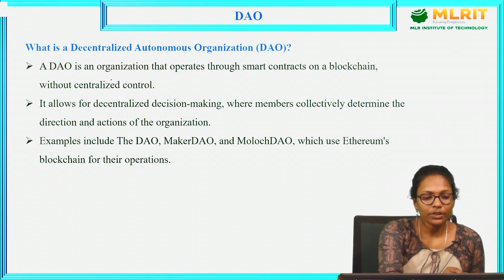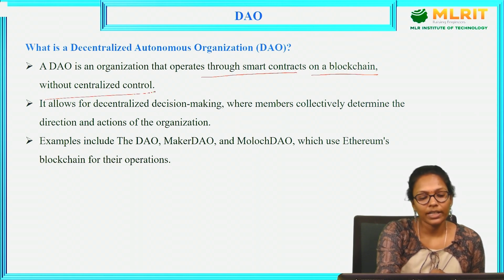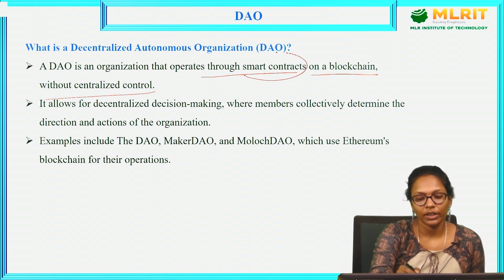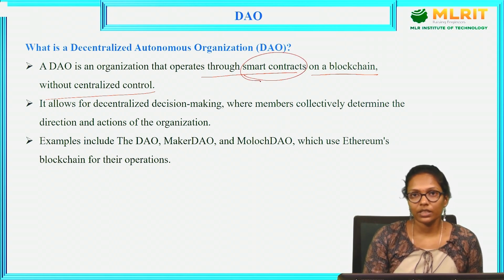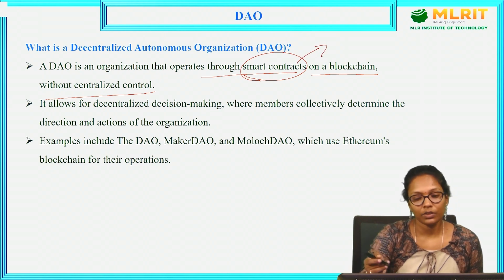A DAO is an organization that operates through smart contracts on a blockchain without centralized control. To operate this DAO, we are using smart contracts. We discussed smart contracts in the previous videos. A smart contract is a piece of code which is executed automatically on the blockchain. We write some conditions: if a particular condition is true, then automatically the smart contract code will be executed. We don't need to run that code explicitly, so human intervention is not needed to execute the smart contract.